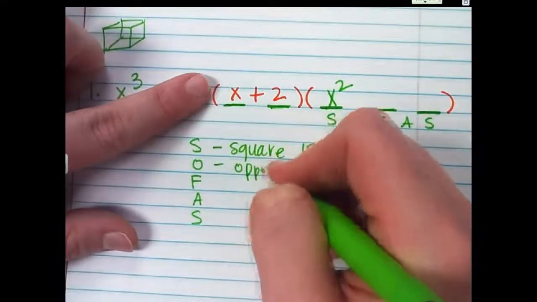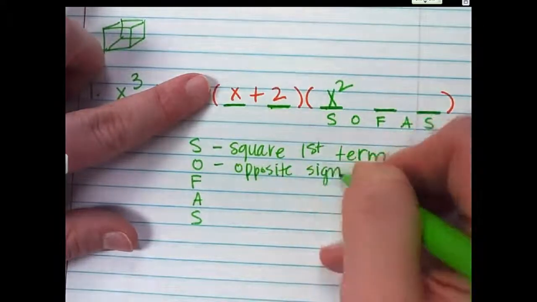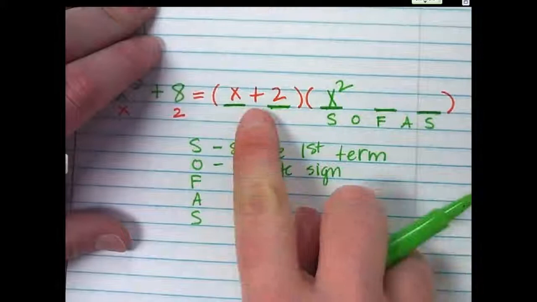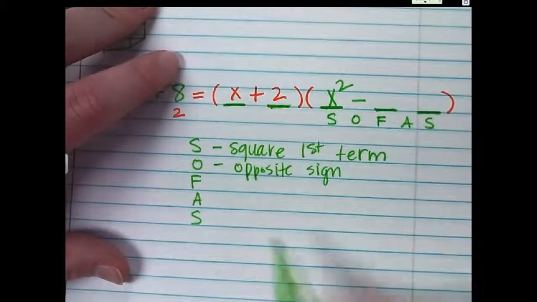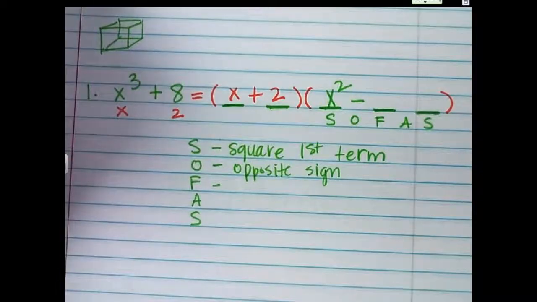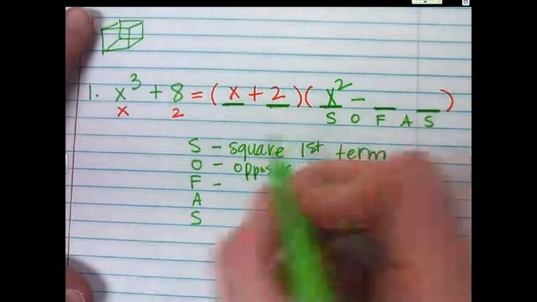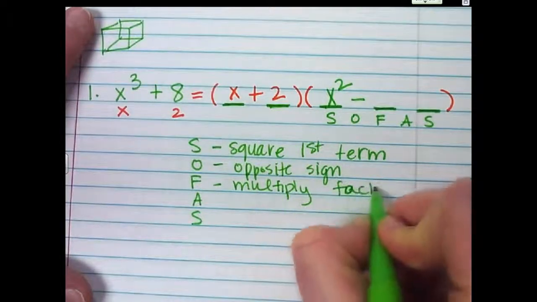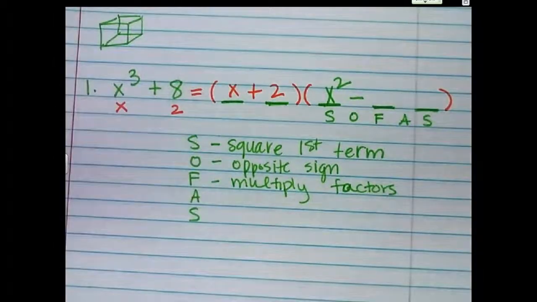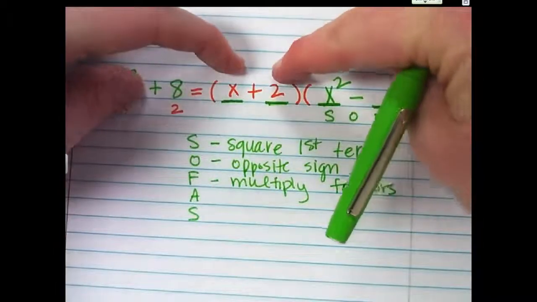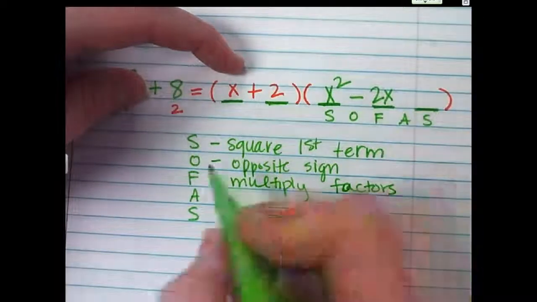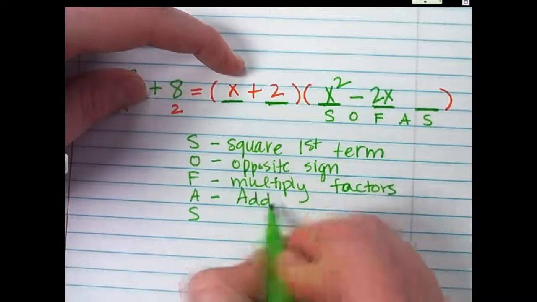The O is opposite sign. So if this is plus, then this is minus. The F, and this is kind of the weird one because it doesn't make a lot of sense with the F, but it's multiply the factors. So basically you multiply the first one by itself, then you multiply the two together. So I'm just going to multiply the 2 and the x together, which becomes 2x. The A is add.